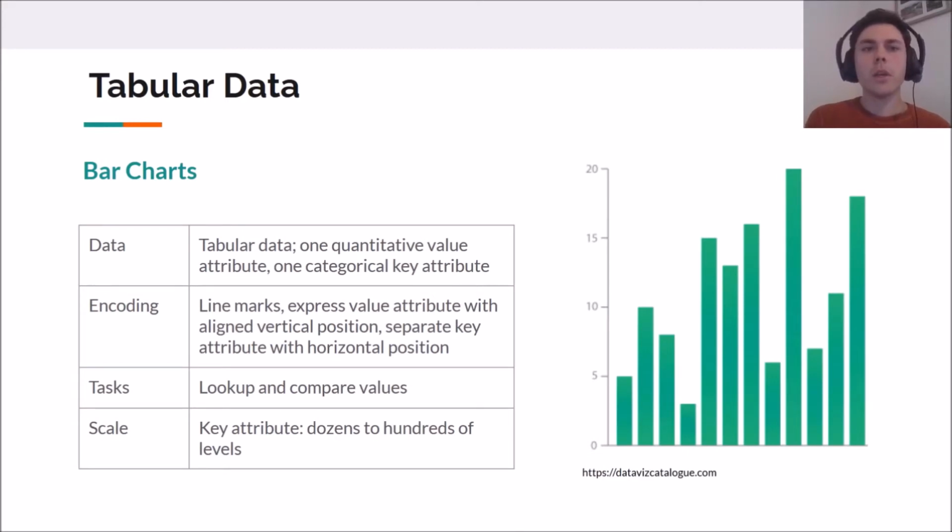Again, for tabular data, we have bar charts. In a bar chart, there is only one quantitative value, which is encoded in the bar height. And there's one categorical key attribute that is encoded along the x-axis. So each bar stands for one category. Bar charts support lookup and comparison tasks very well, but they scale not as nicely as scatter plots, only to a couple of dozens to hundreds of different categories. Of course, with the magnitude channel they scale very well.